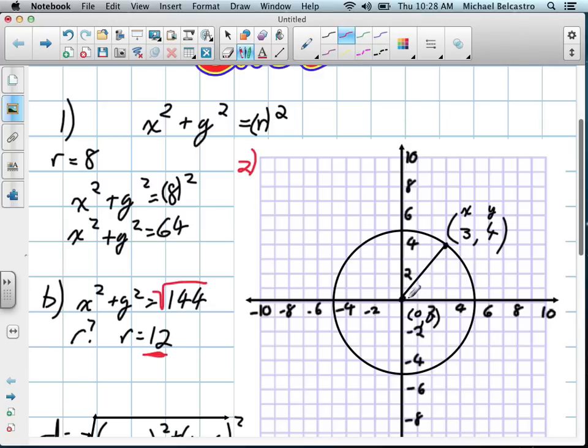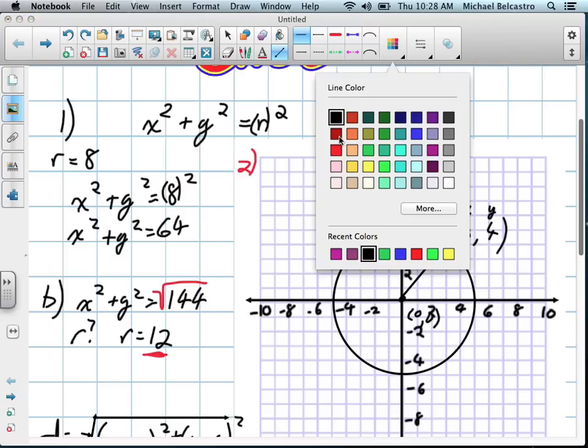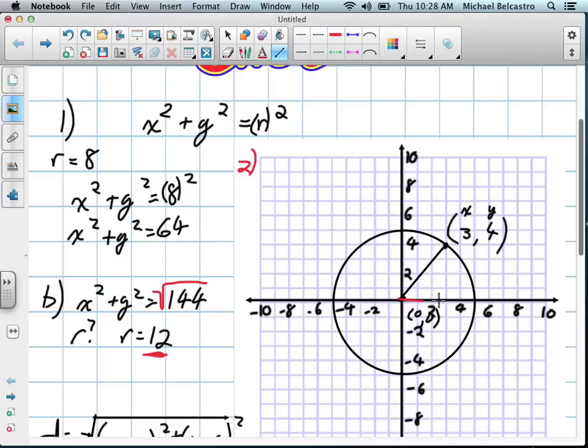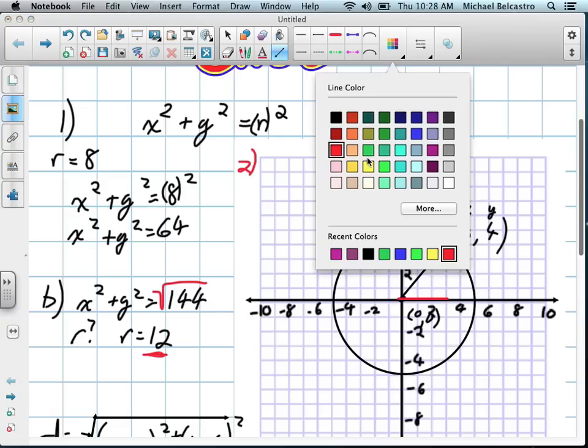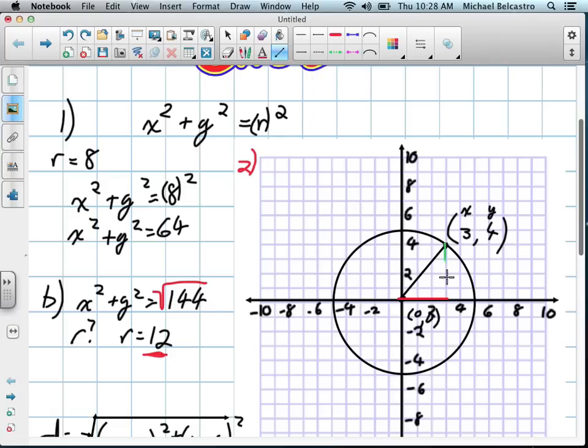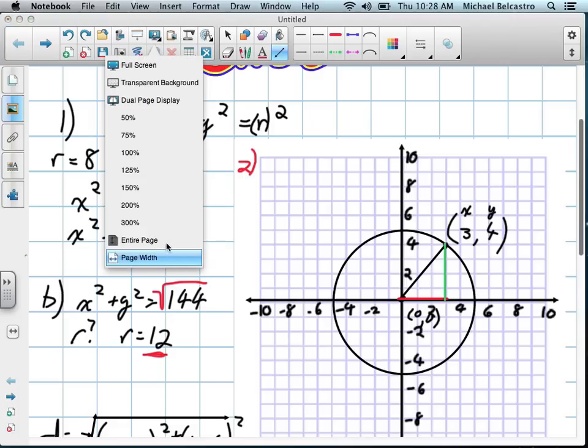You could turn this into almost like a triangle, right? Remember we talked about how distance is like Pythagorean's theorem. This is the x distance. Your x distance is how far you go across here, which in this case was 3. And our y distance is how far we go up from there, which is 4. We essentially make a triangle to figure out how far the radius is in this question. Okay, so entire page.